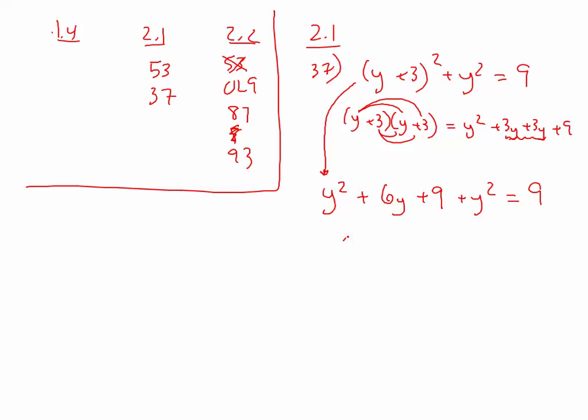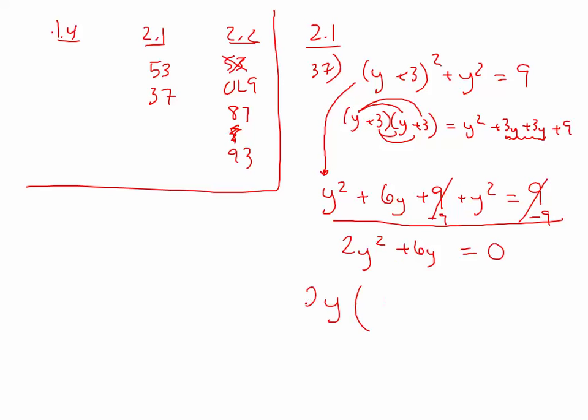So y squared and y squared makes 2y squared. Got that already. This is a plus 6y, and then I'm going to subtract the 9 here. When I subtract the 9, kind of funny, that goes away, that also goes away, so I'm left with this. In this case, I'm going to factor out the y. Actually no, 2y even, right? 2y. That was not a mistake, I just corrected myself real quick.